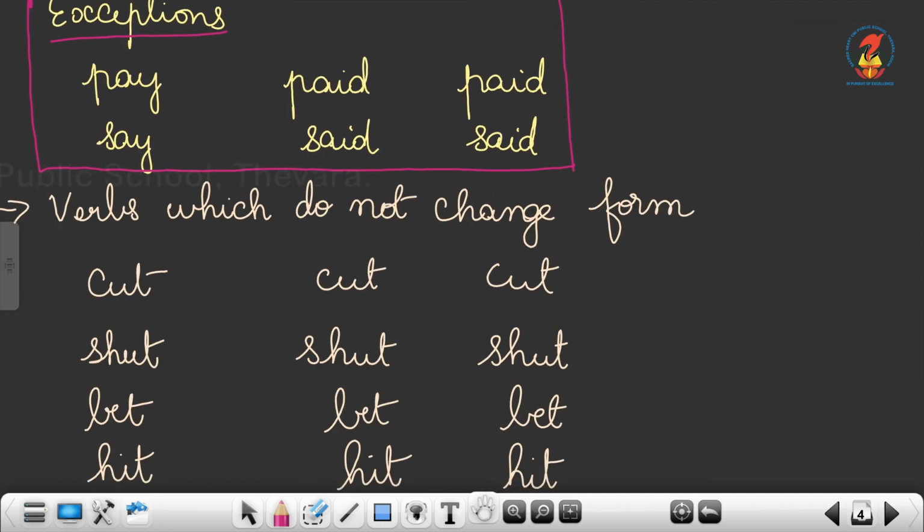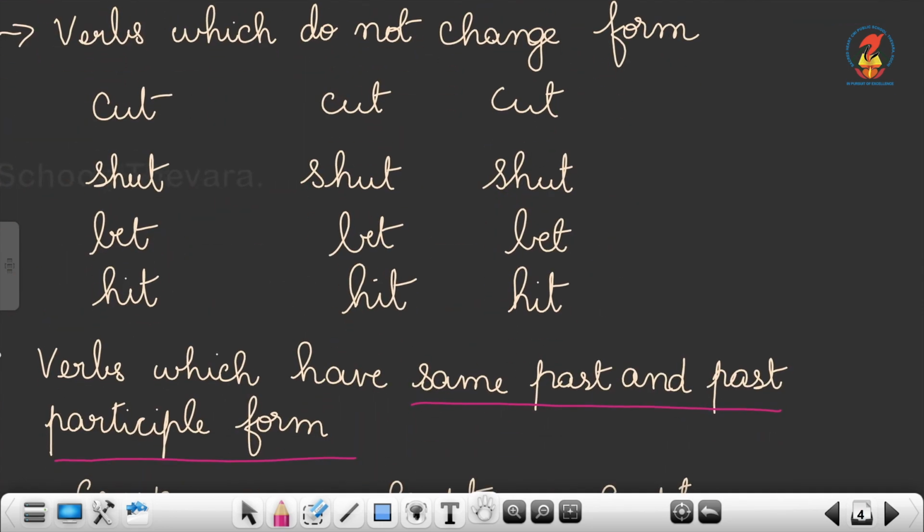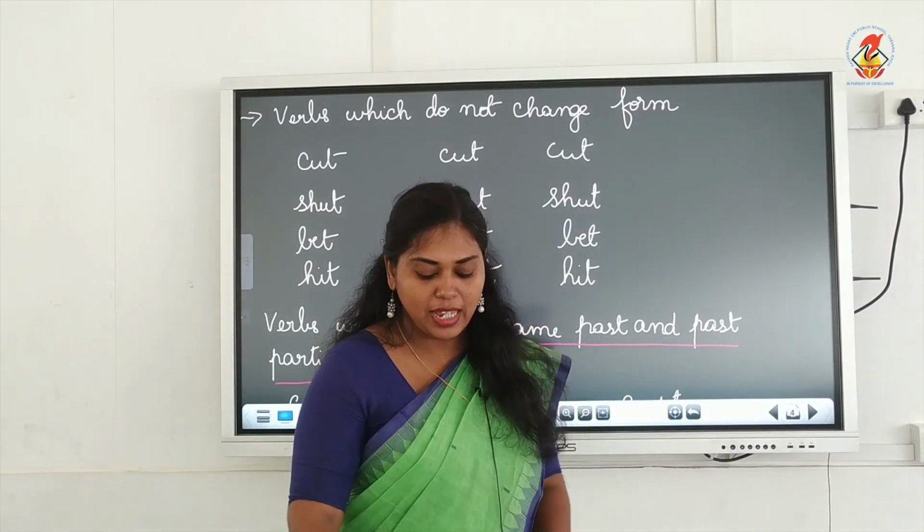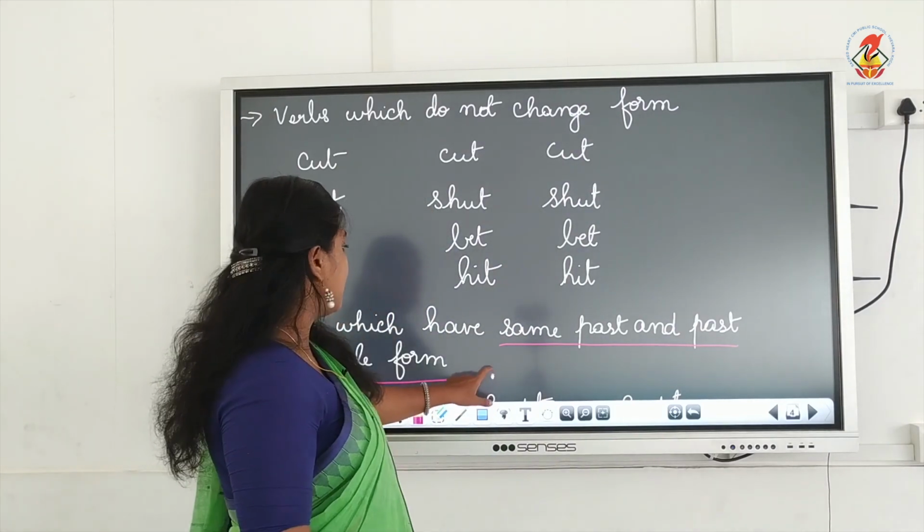Now the next one is, there are some words which do not change. The present form, the past form and the past participle form would be the same. Such words are cut, shut, bet, hit. For these words, the past form is the same: cut, cut, cut; shut, shut, shut; bet, bet, bet. There is no change in past form and past participle form. There are a few words given in your textbook like that. Please go through that.